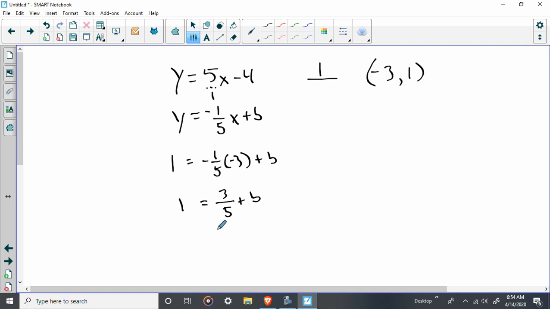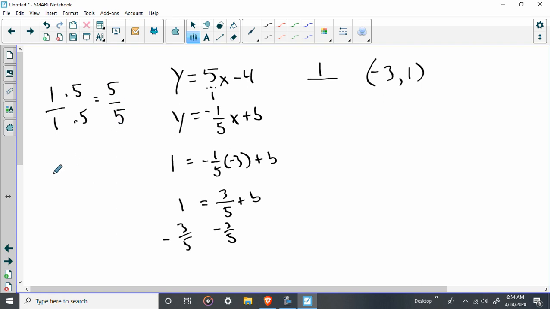And what do we need to do? We need to subtract 3/5 from both sides. Okay? Again, remember 1, if I need to be in fifths, put it over 1, multiply the bottom by 5, multiply the top by 5. So that will be 5/5, right? Anything over itself is 1.